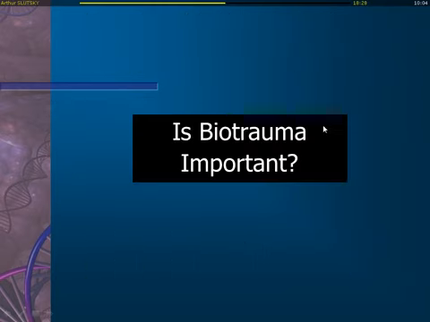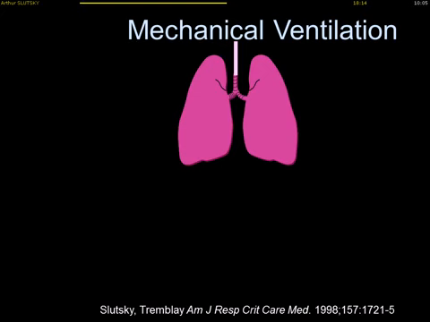So, is this concept of biotrauma important? I mean, what I've shown you is work in animal studies, and I guess it's important for getting papers published, but is it important clinically? And to be quite honest, we don't know for sure yet whether it is or isn't. But I would say it probably is, based on the hypothesis I just described. We have mechanical ventilation.